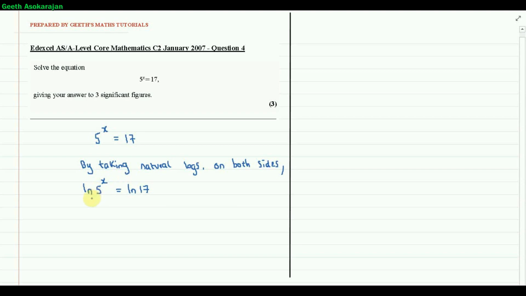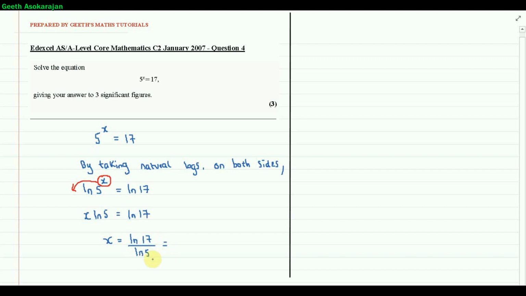So let's go to the second step. In the second step, ln 5 to the power of x, you can use the power rule of logarithms to bring this power to the front. So if I use the power rule, if I take a red pen, the power rule says whenever we have a power, we bring that to the front. So bringing the power to the front, we'll have x ln 5, and that is equal to ln 17. And what is x? When I rearrange, x should be ln 17 divided by ln 5.